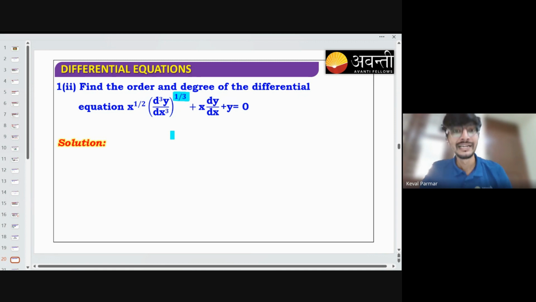Akhil, it is wrong. Degree can only be calculated when there are no fractional powers. That means degree can never be a fractional power. Order and degree will always be whole numbers, or natural numbers, you can say. 1 by 3 can never be a degree. To find degree, we have to get rid of the fractional powers.